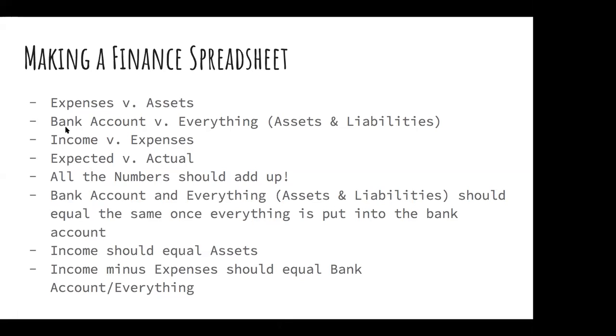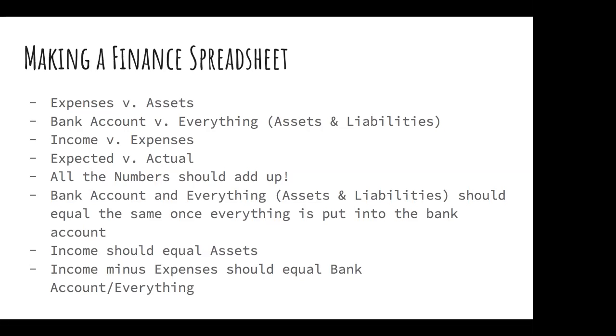The next thing that's important is a bank account versus everything, which is assets and liabilities. The bank account is just everything that's in the bank account, the initial cost, and you want to make sure that if people have gotten reimbursed, that money's taken out of the bank account and that the other spreadsheet matches up. Because sometimes maybe you've given someone a check but they haven't cashed it in yet. You want to make sure that at the end everything matches up, because if it doesn't, then you've done it wrong and there's money missing somewhere.